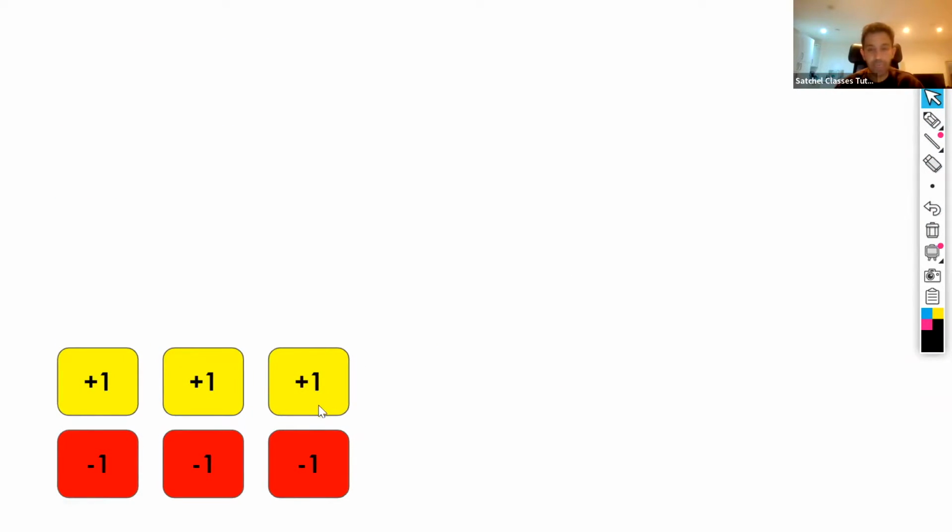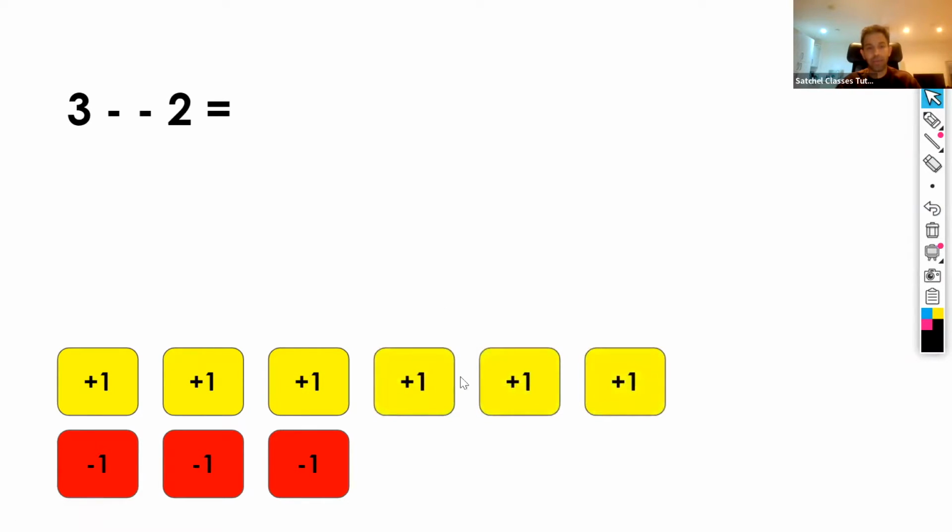Now over here again, I've got my 0 pairs, and this will come in handy. We've got 3 minus minus 2. So I need 3 yellow blocks. So right now we have 3. And I'm going to minus minus 2. This is why it's important to have the 0 pairs to begin with. What that means is I need to subtract, or get rid of, minus 2. So I'm going to get rid of minus 1 and get rid of another block. So that's minus 2.